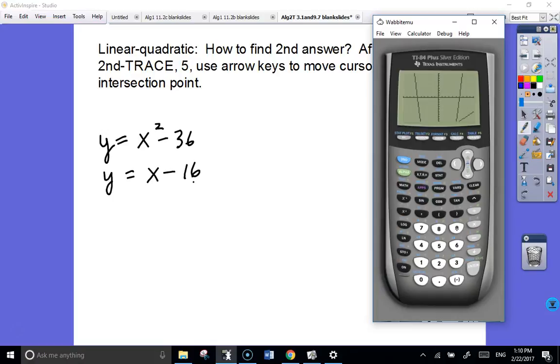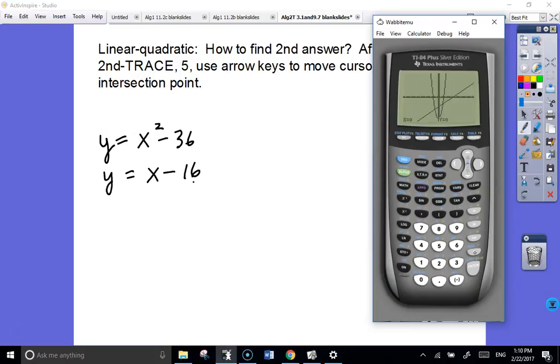So what do I have to do? Zoom out. So zoom out, zoom 3. Now I see the parabola, and I see the line. How many intersection points? 2, okay? So the point of this slide is, when I do zoom, second trace 5, enter, enter, enter, it's going to find a point. If I keep hitting second trace 5, enter, enter, enter, it's going to keep finding the same point. How do you find the other point, the one that it didn't just jump to?